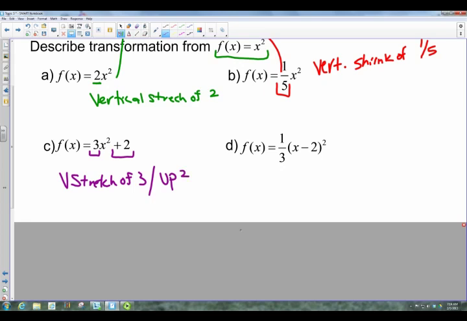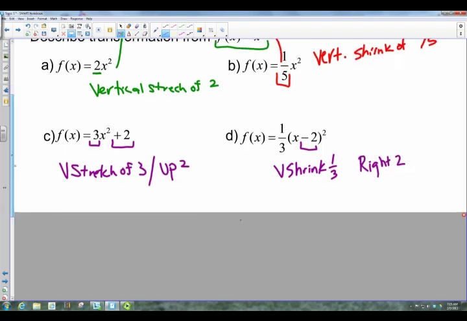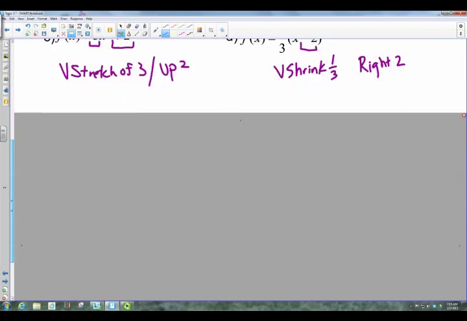Same thing on this example D, f of x equals 1/3 times x minus 2 squared. The 1/3 is a vertical shrink of 1/3. Now the negative 2 is on the inside, but remember with these left and right movements, they always start as the opposite. So it's actually h is a positive 2, and that moves it right 2, and there's your final answer. Okay, so this is how those dilations work, and you can combine them with the other values.